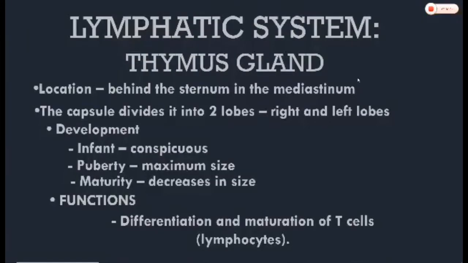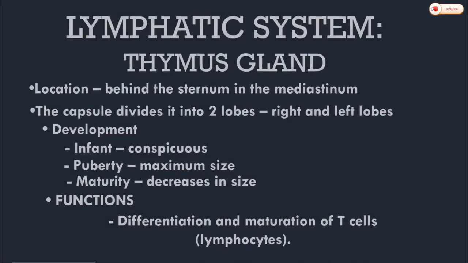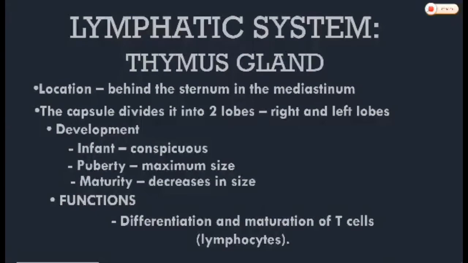And the thymus gland is located behind the sternum in the mediastinum, and it consists of two lobes, the left and the right lobes, which release a hormone called thymosin. It is usually prominent in children and gradually increases in size till puberty. So in infancy it is still conspicuous, at puberty it is at maximum size, and at maturity it is decreasing in size. So what is thymosin, by the way? Thymosin is actually involved in building up our immune system. So you're probably thinking, what actually is the function of the thymus?